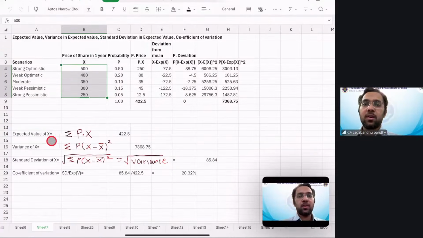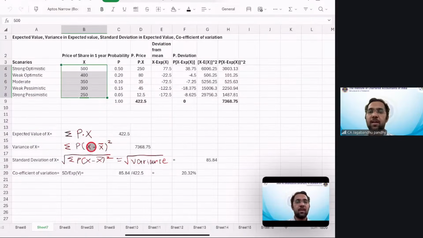Okay. And variance is going to be computed as probability into X minus X bar, because X minus X bar is denoting the deviation or the variance, and then the square of it. I mean, X minus X bar is the deviation that we have, and we do the squaring of it so that the positive and negative impacts are nullified with each other, and then you multiply it with probability. The standard deviation of X is going to be square root of variance, which is square root of P into X minus X bar square, which is 85.84.